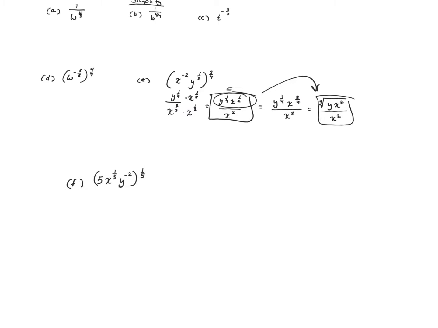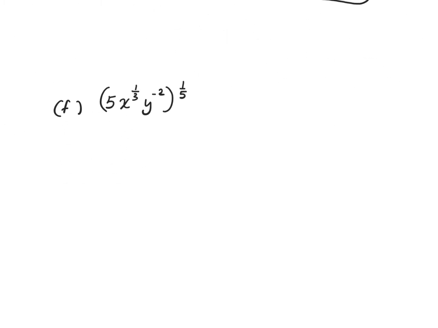All right, so here's my problem that I want to do. My last problem of the day is this one. So 5 is now in there. It's a number that's in there, so don't forget 5 is a value. What we're going to do is this: it becomes 5 to the 1/5 power, x to the 1/3 times 1/5 is 1/15, and y to the -2 times 1/5 is y to the -2/5.